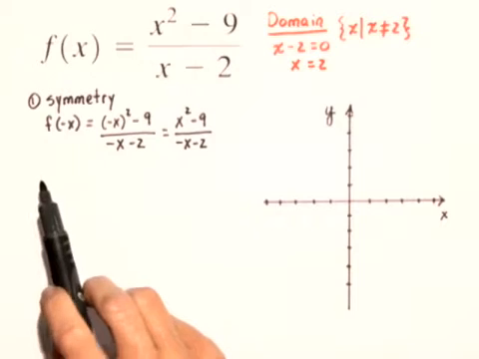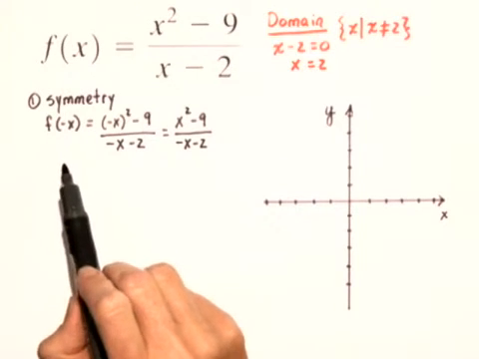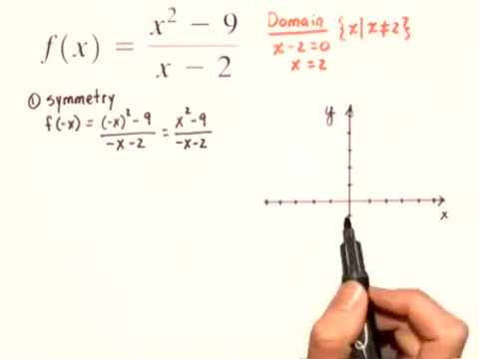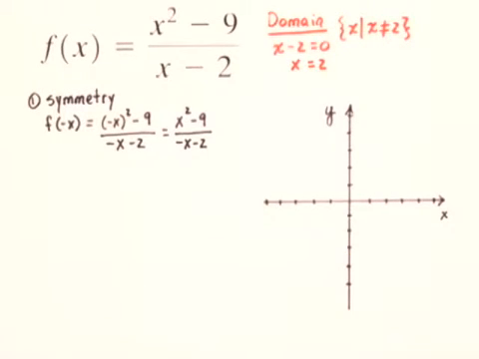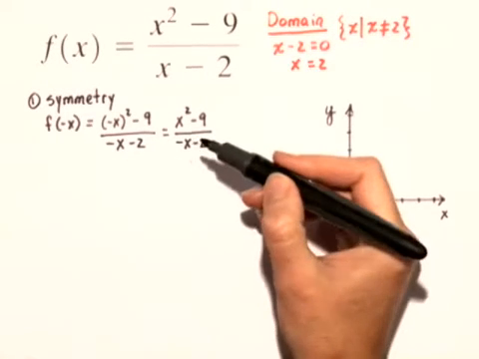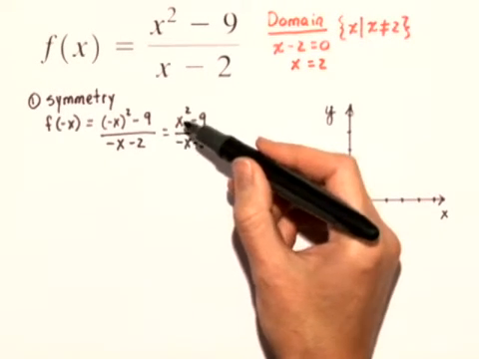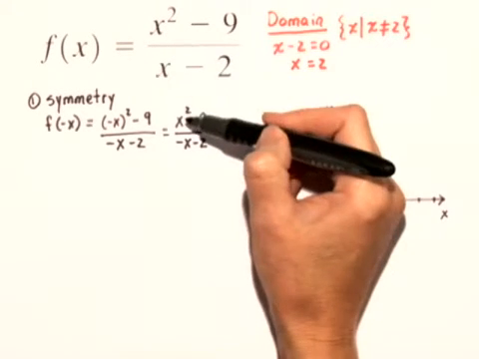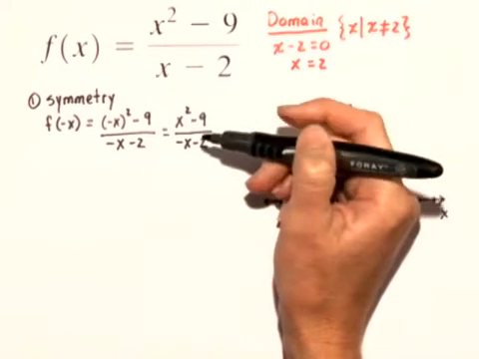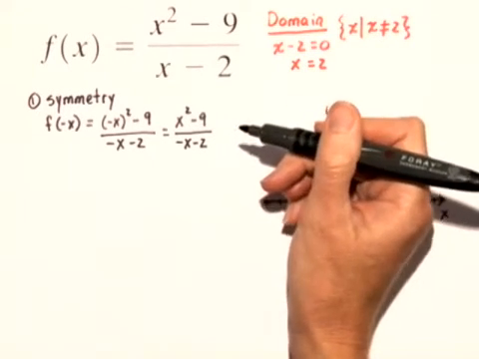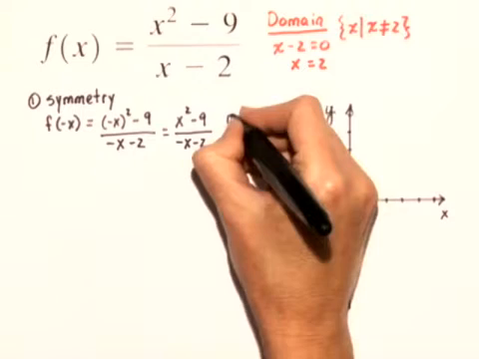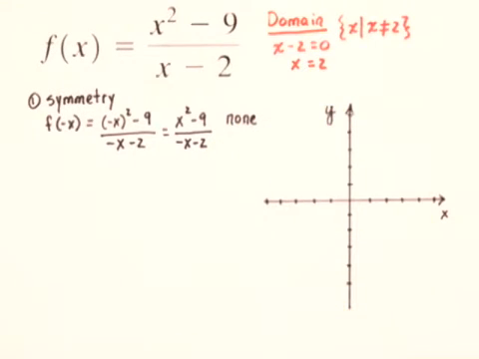The second possibility is that f of negative x is exactly the opposite of the original function f of x, in which case it would be odd and symmetric with respect to the origin. Well, let's see if that's the case here. If that's the case, we need every single term to have an opposite sign. Well, since both x squared and x squared in the numerator are both positive, then it's not opposite. So, therefore, we can say that it's not odd. Finally, we can say that there's no symmetry, so we'll say none.